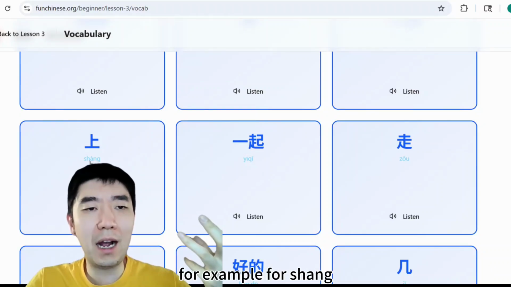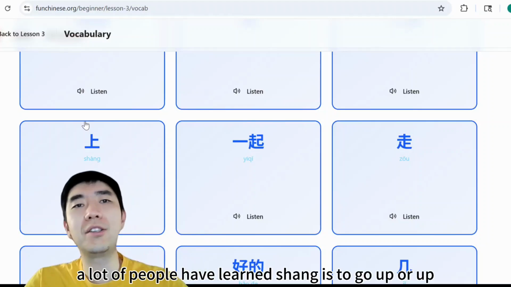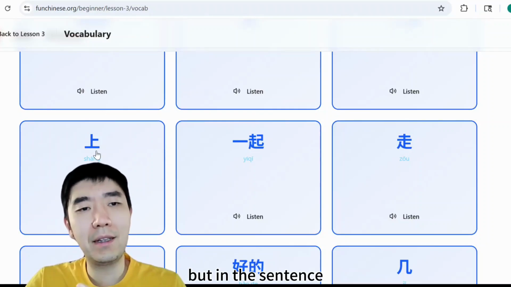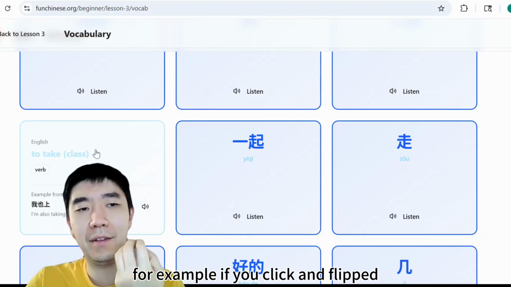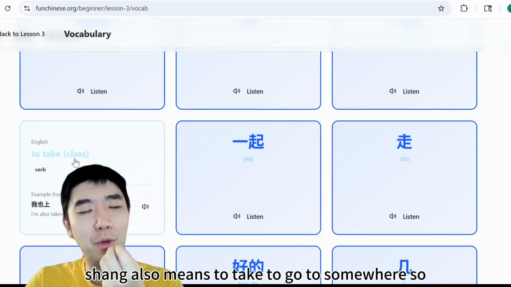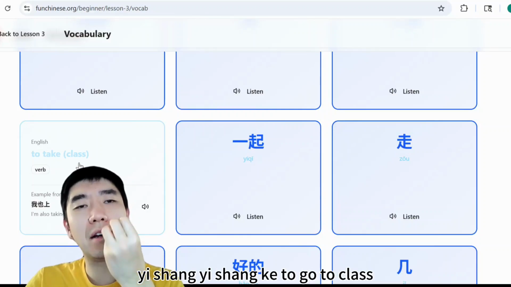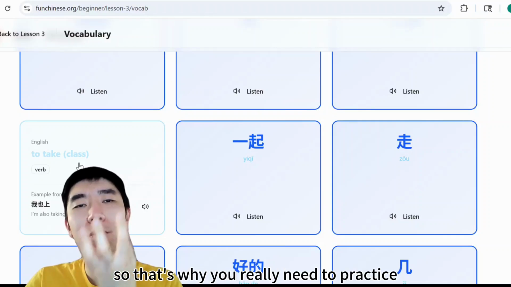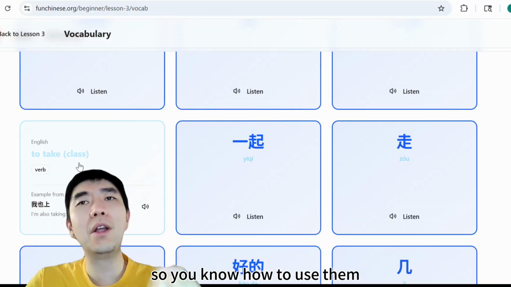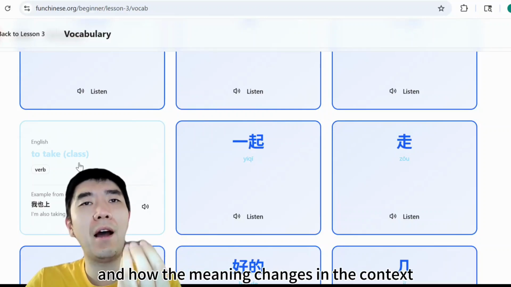For example, for shang, a lot of people have learned shang is to go up, or up. But in the sentence, if you click and flip, you will see shang also means to take, to go to somewhere. So 我也上课, to go to class. That's why you really need to practice the sentences and the dialogue of the lesson, so you know how to use them and how the meaning changes in context.